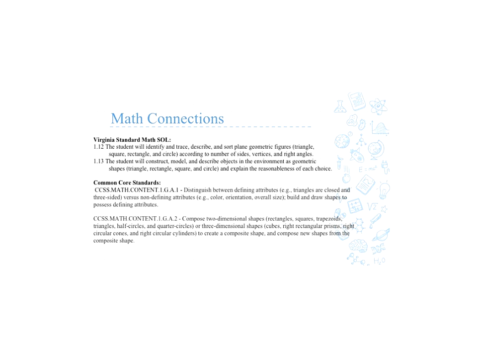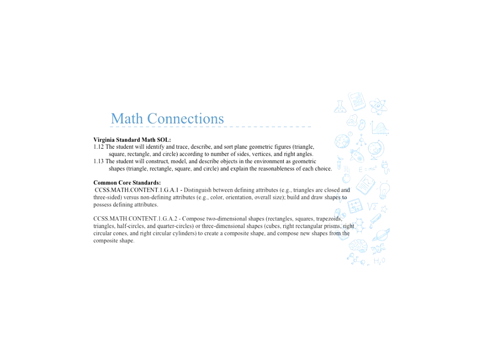So the Virginia SOL that we connected to were first grade, 1.1, where they identify, trace, describe, and sort shapes by the number of sides, angles, and vertices. And then 1.2, they construct a model from the shapes, and they have to be able to tell what they had made from the shapes.